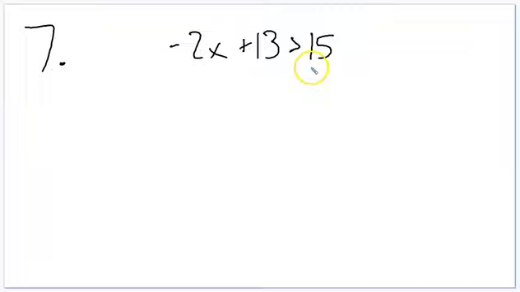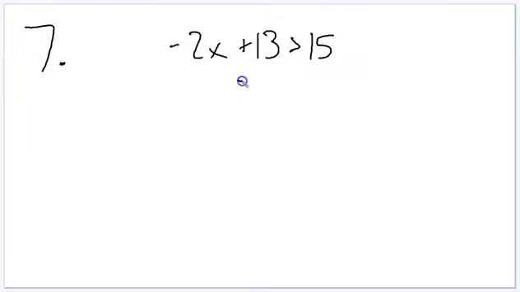Moving on, number 7. Which way does the arrow go? And it gives us negative 2x plus 13 is greater than 15. So I need to get the variable by itself. We're going to work the inequality all the way down so we get just the variable by itself in the inequality, and then we will be able to tell which way it's going.